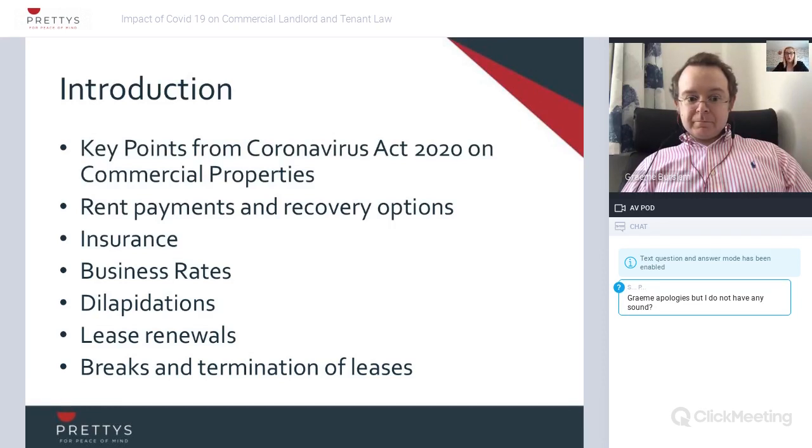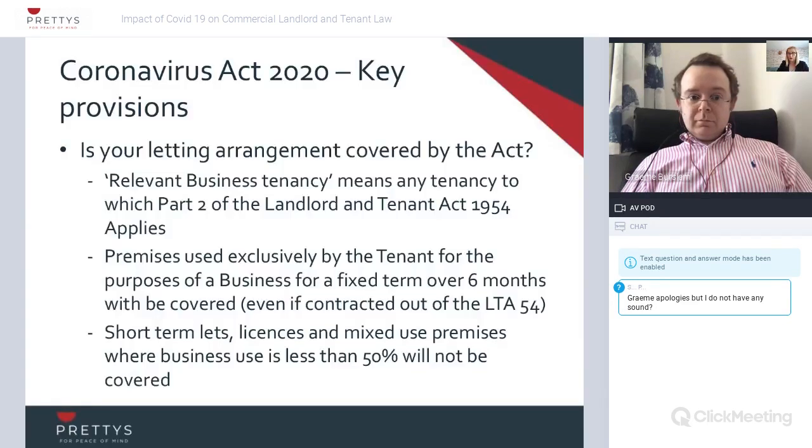And then Graeme's going to finish off by talking about the impact of the Coronavirus Act on landlord and tenant 54 Act lease renewal processes. And finally, if you're a tenant, but also for landlords, what you might need to consider if you are at the point where you might want to exercise a break. And we'll talk about if there are any other ways to bring a lease to an end, given the current circumstances.